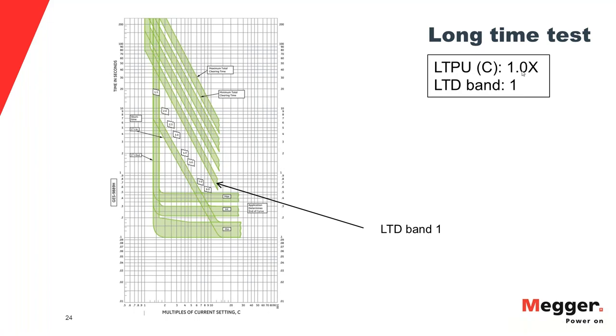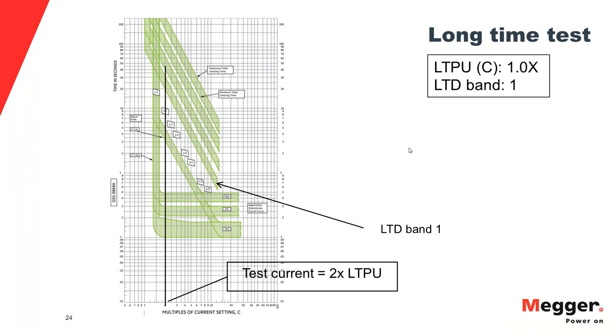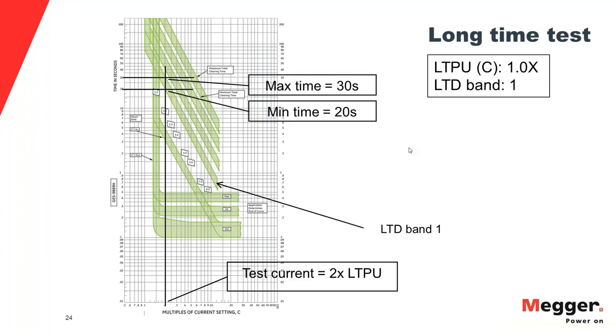The pickup has been set at 1 times the rating of the overcurrent device. As you can see, it says 1.0x here. Since the pickup has been set at 1.0x and the pickup is denoted as C, as we said in the previous slide, we would inject a current of twice the pickup value. To find out what the time limits are for LTD band 1 at the test current, we'll draw a vertical line which intersects the horizontal axis at 2 times the pickup value, that is 2C. The 2 points on LTD band 1 at which the vertical line intersects are the trip time limits for that particular test. So the max time in this case would be 30 seconds, the minimum time in this case would be 20 seconds.